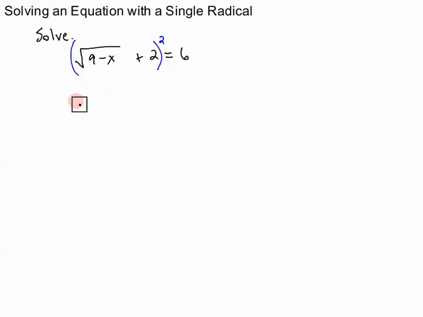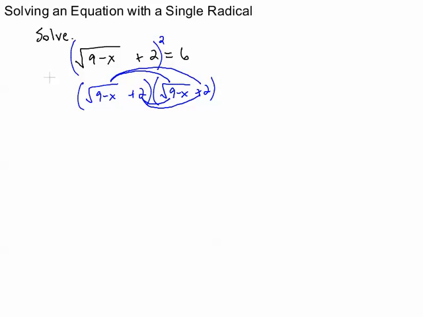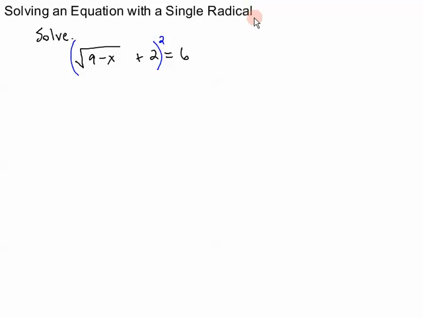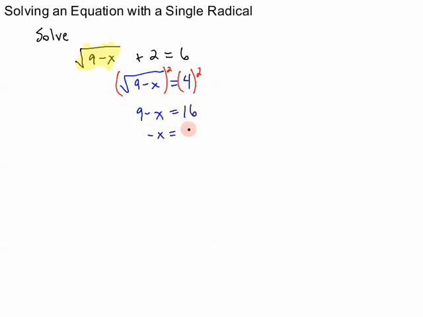Okay, so instead, what you need to do first is get the radical, the square root, by itself, and then you can square both sides. So what we'll do is subtract 2 from both sides. Now, to get rid of the square root, I can square both sides, and I end up with 9 minus x equals 16. Subtract the 9, and divide both sides by negative 1, and I get negative 7.